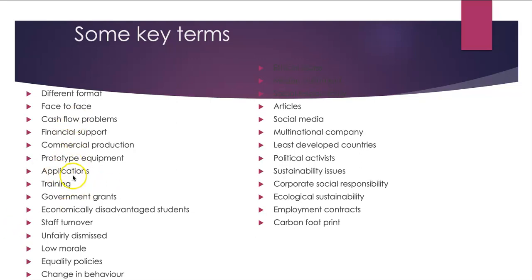We have applications here. Training is also another key term. Government grants that were given to economically disadvantaged students. You have staff turnover based on what happened in terms of the financial difficulties of the university. You have a staff who was unfairly dismissed, and it created low morale, even though the university had equality policies. They also had a change in behavior.